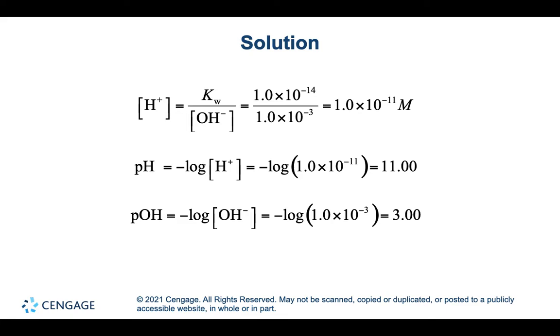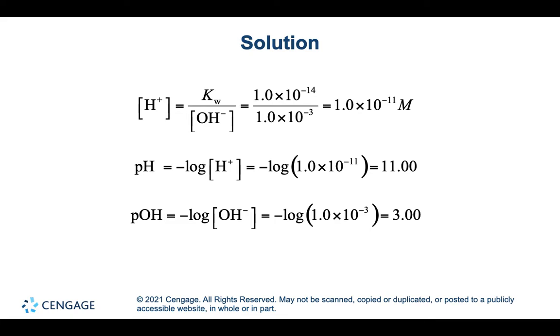So starting with the 1 times 10 to the minus 3, H plus times OH minus equals Kw, or H plus equals Kw divided by OH minus. The Kw is 1 times 10 minus 14, the OH minus is 1 times 10 minus 3, so the H plus is 1 times 10 minus 11. Take the negative log of the H plus, and you get 11.00. The pH would be 11.00.